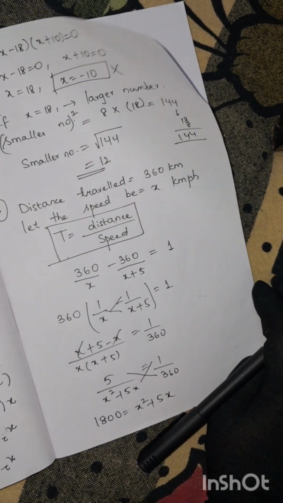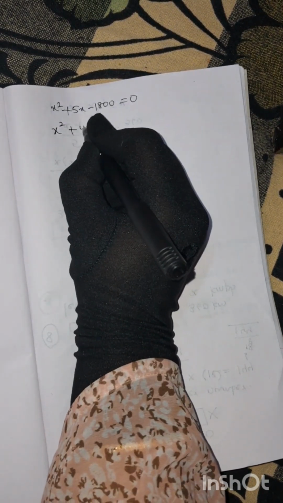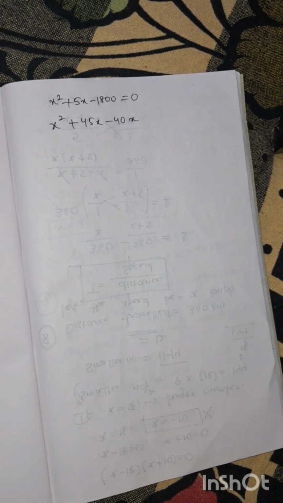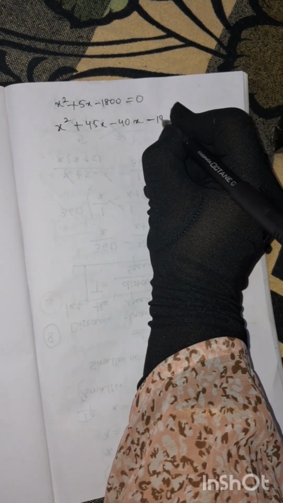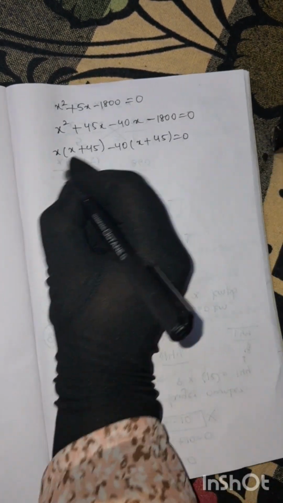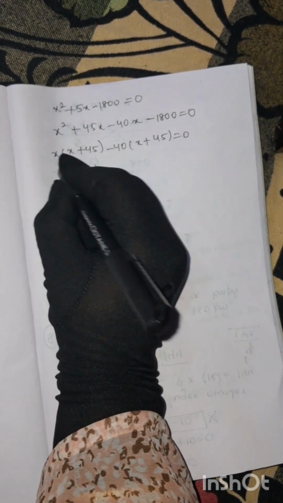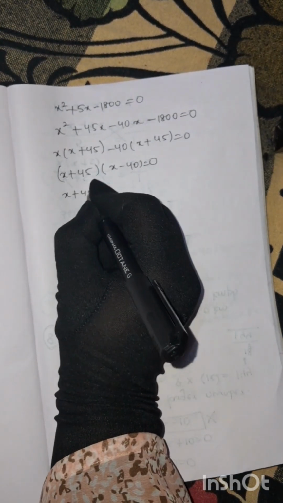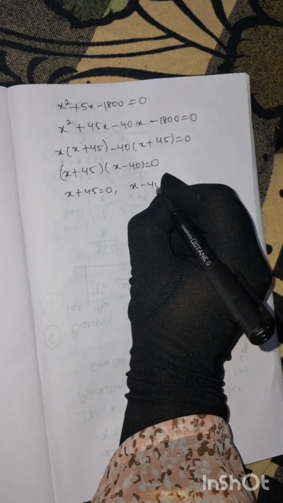So our equation is x square plus 5x minus 1800. So here x square plus 45x minus 40x. 45 times 40 is 1800. Okay, 40x, minus 1800 is equal to 0. So taking x common, x plus 45, minus 40 taking common, x plus 45 is equal to 0. So x plus 45 and x minus 40 is equal to 0. So x plus 45 is equal to 0 and x minus 40 is equal to 0.